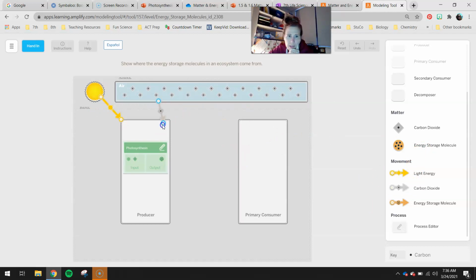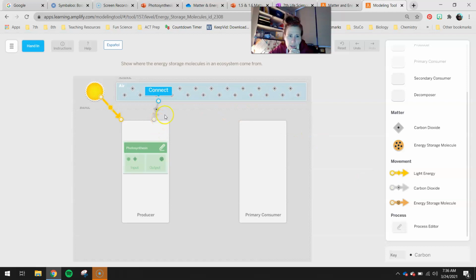Okay, so I connected those arrows just to kind of show where our energy comes from and where our carbon dioxide comes from. It's not like you guys don't know that by now. So just making it a little bit more complete. All right, so now let's talk. Energy storage molecules are going to be transferring from our producer to our primary consumer. Okay, so we'll get those so they're all connected.